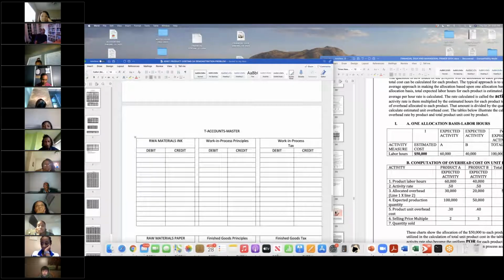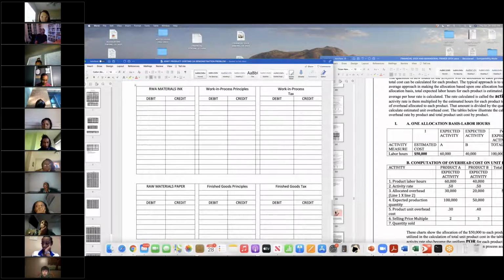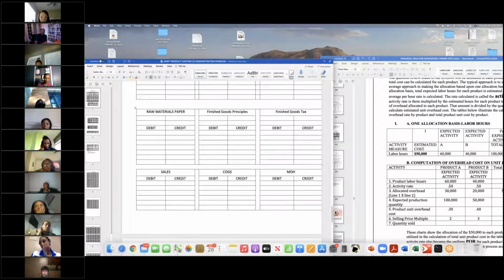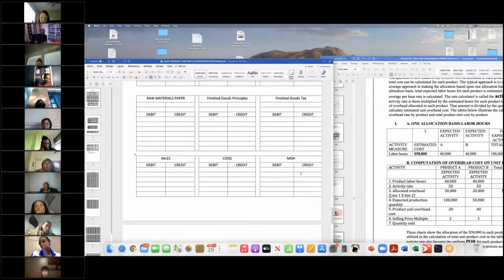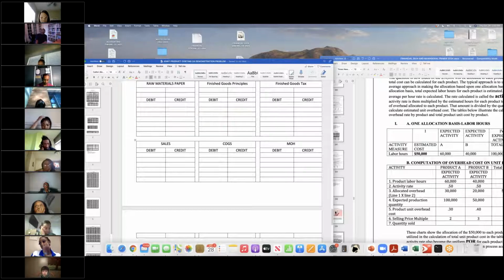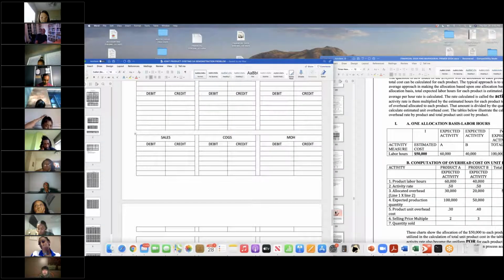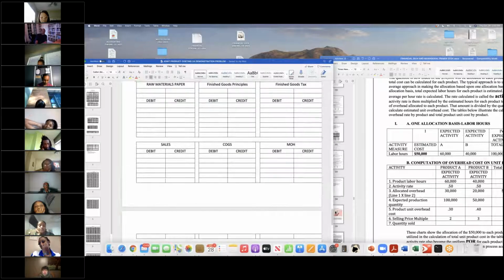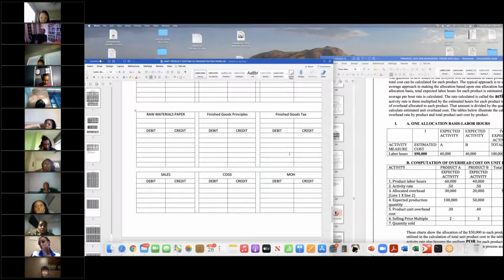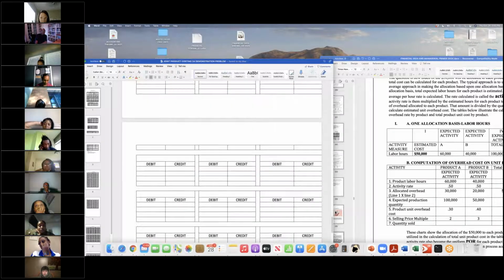We have T accounts. The T accounts that we work with: raw materials, two work in process T accounts, one for principles, one for tax. We have two finished goods accounts, one for principles, one for tax. We'll just use one cost of goods sold, and we only have one MOH account, so we only have one manufacturing overhead account. So that's how the T accounts look. And once you make a journal entry, you've got to post it to the T accounts.